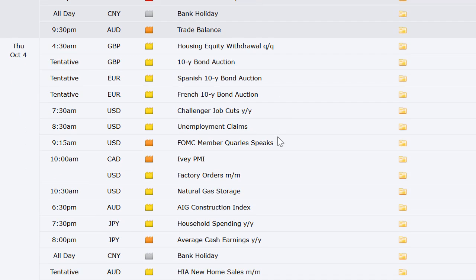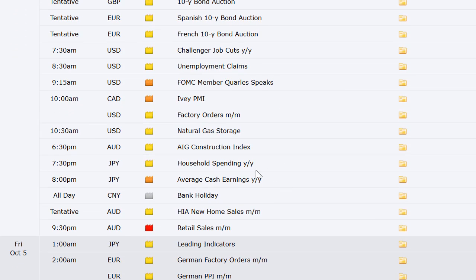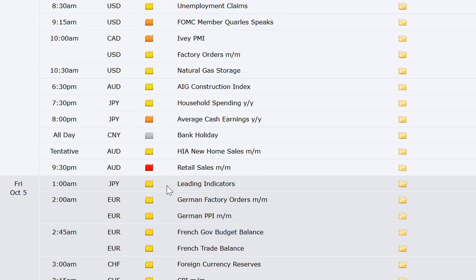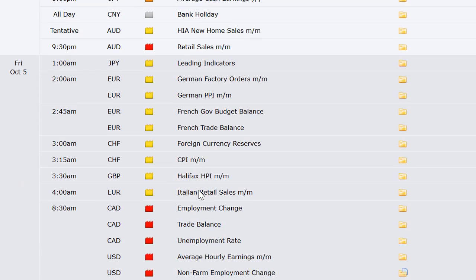Australian trade balance. Now we're into Thursday. Housing equity withdrawal, 10-year bond auction out of the UK. Spanish and French 10-year bond auction. Challenger job cuts here in the U.S., along with our weekly initial and continuing jobless claims numbers. IVEY PMI out of Canada, factory orders out of the U.S., natty gas out of the U.S., AIG construction index out of Australia, household spending out of Japan. China goes on bank holiday still. Retail sales and new home sales out of Australia.